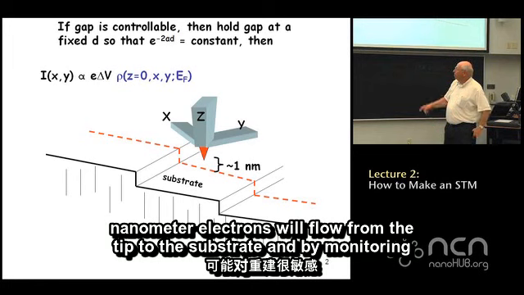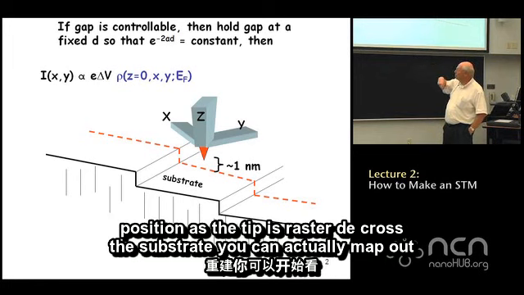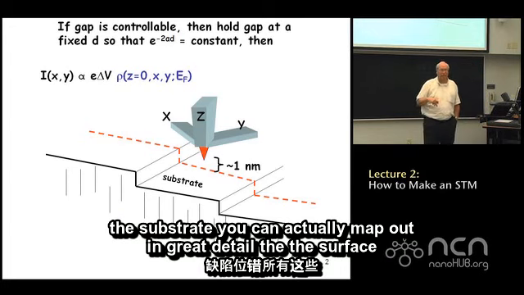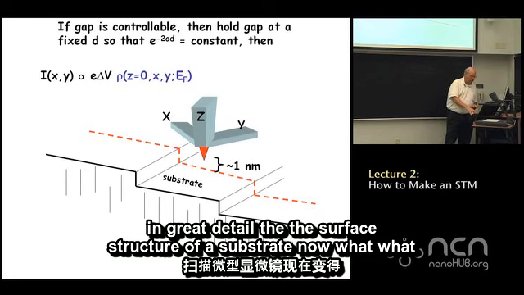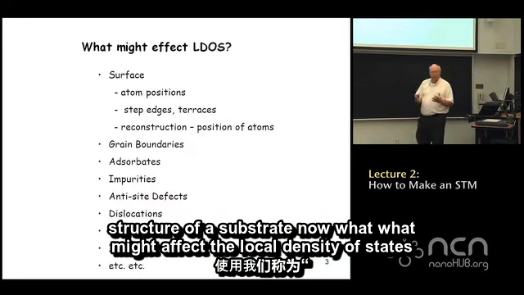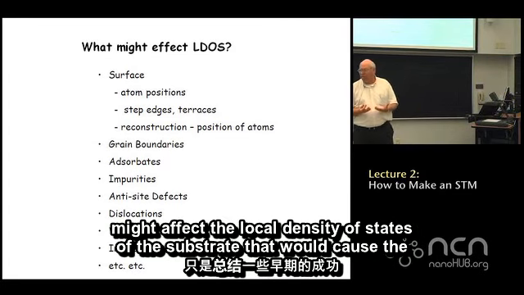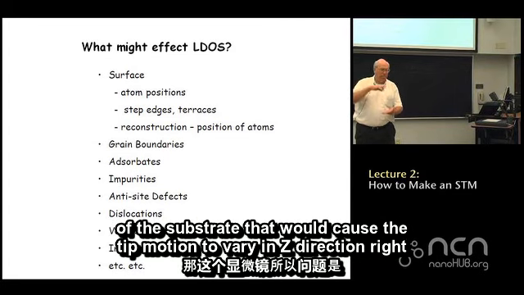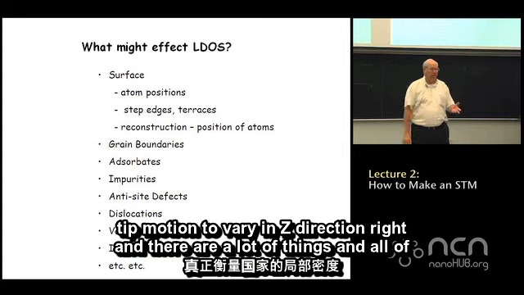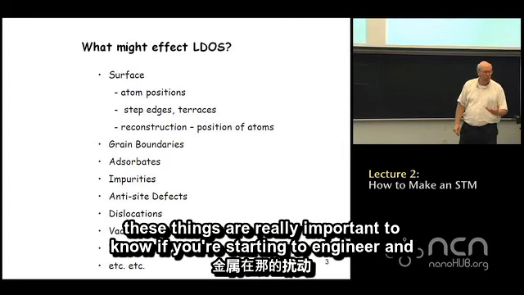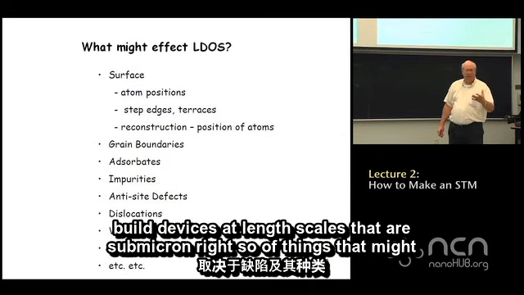And by monitoring how the current varies as a function of position, as the tip is rastered across the substrate, you can actually map out in great detail the surface structure of a substrate. Now, what might affect the local density of states of the substrate that would cause the tip motion to vary in the z direction? There are a lot of things. And all of these things are really important to know if you're starting to engineer and build devices at length scales that are submicron, right?